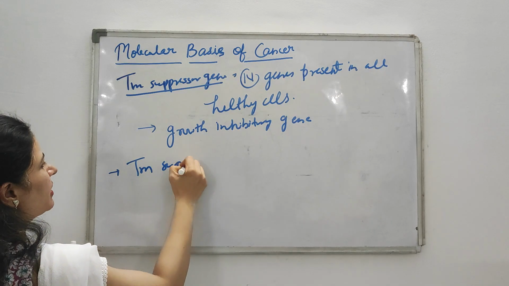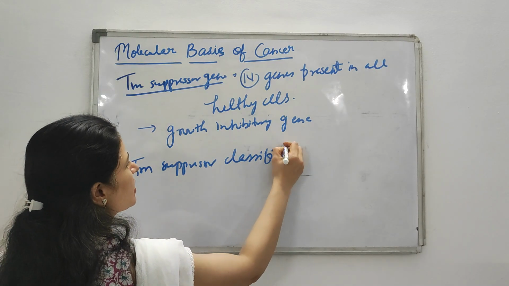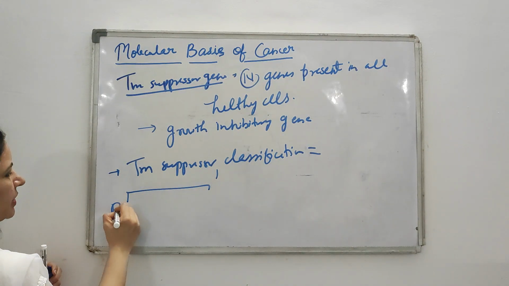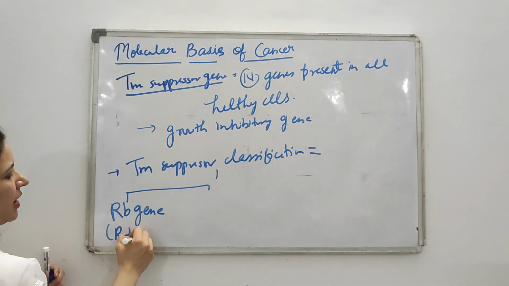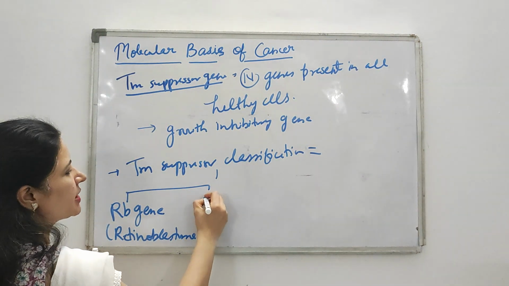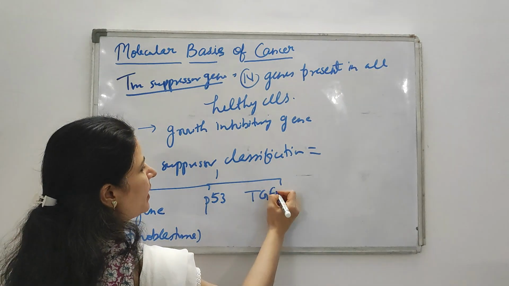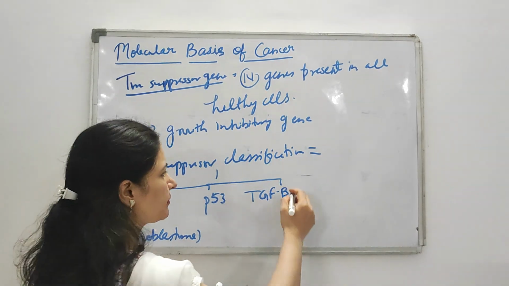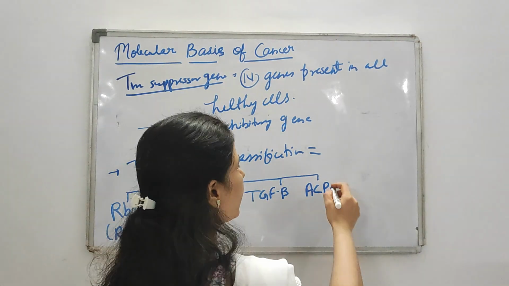the tumor suppressor gene classification. How will you classify the tumor suppressor genes? The classification includes, first, the RB gene. RB gene is also known as the retinoblastoma gene. Second is the P53 gene. Third is TGF beta, which is transforming growth factor beta. The next category is the APC gene, and the fourth category is others.